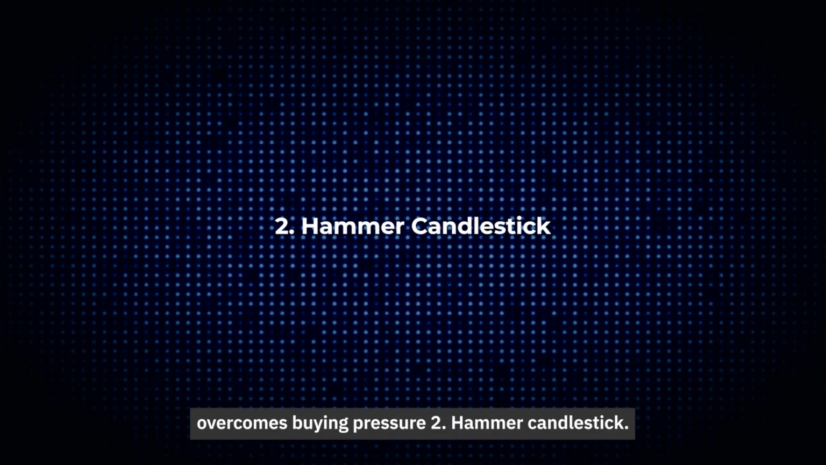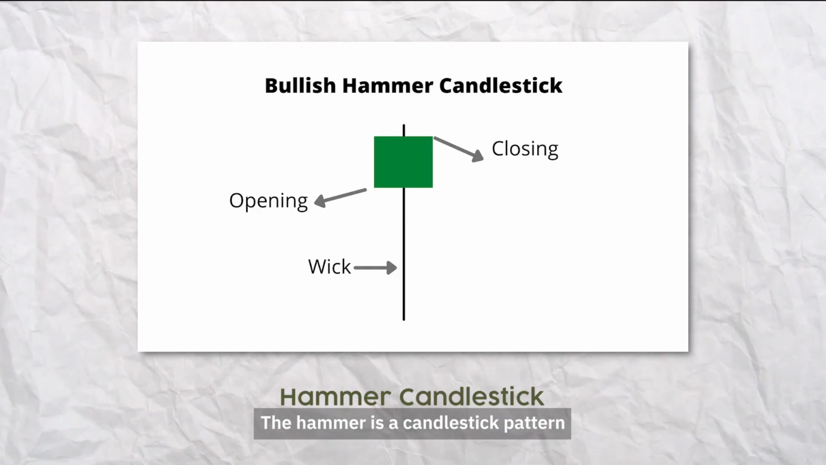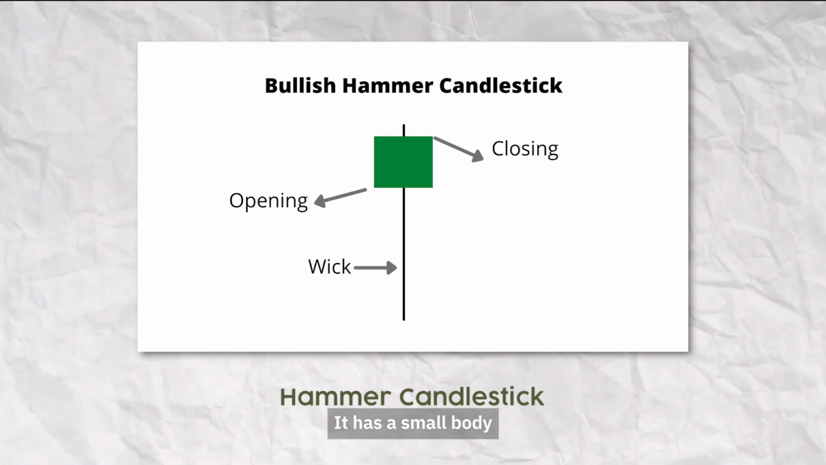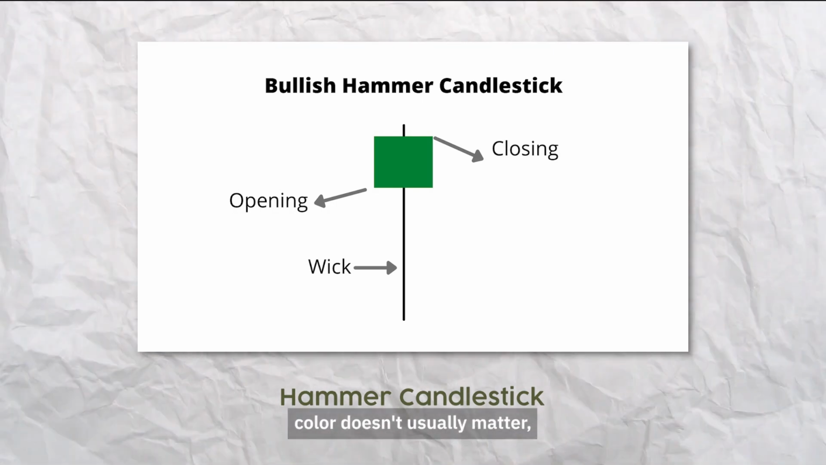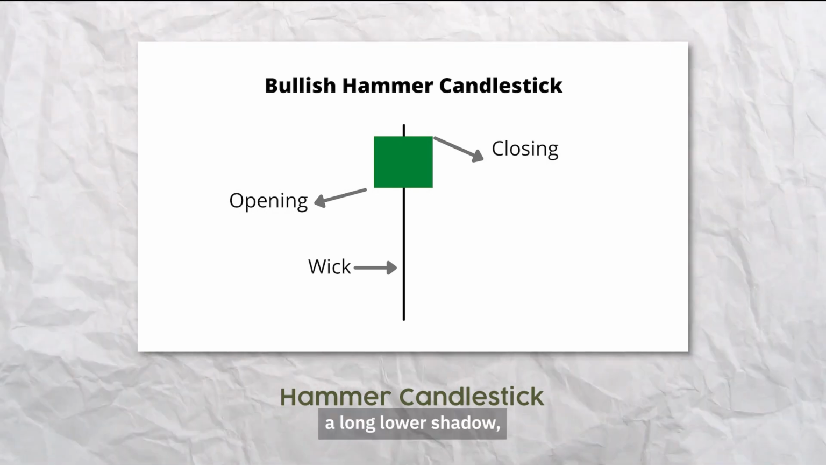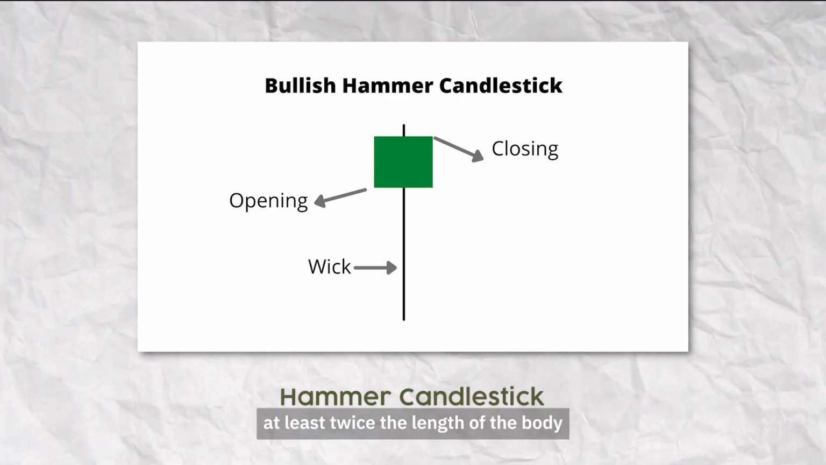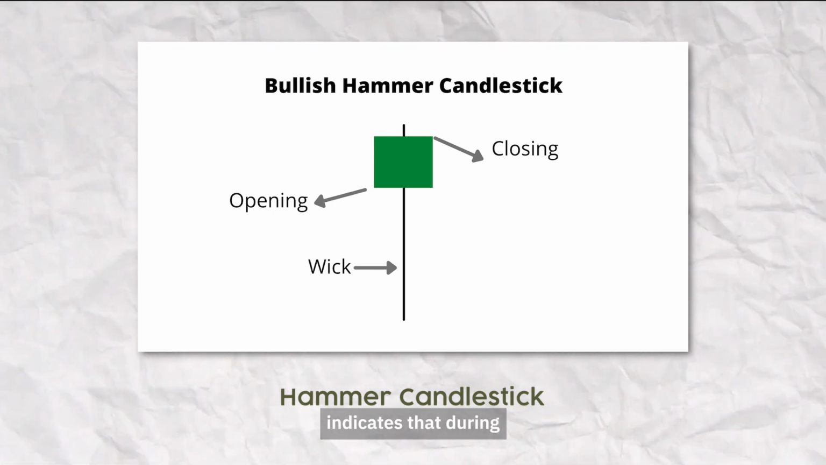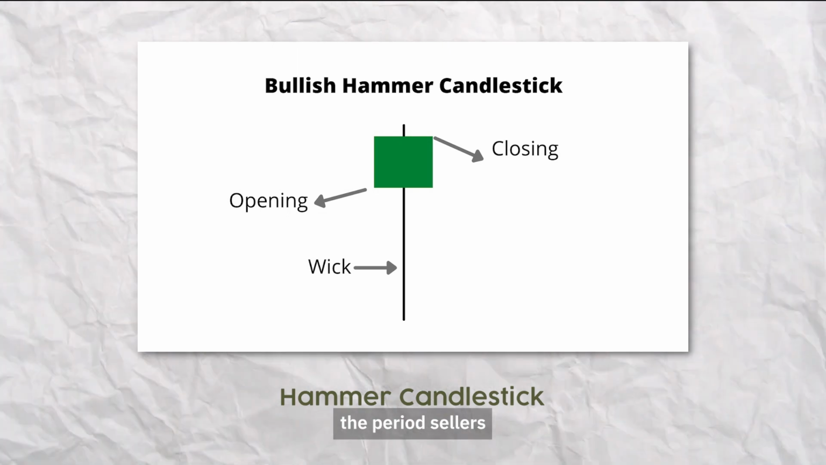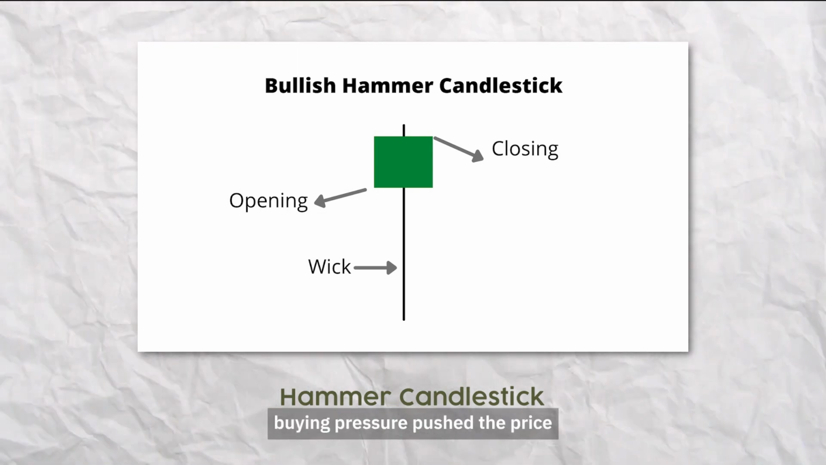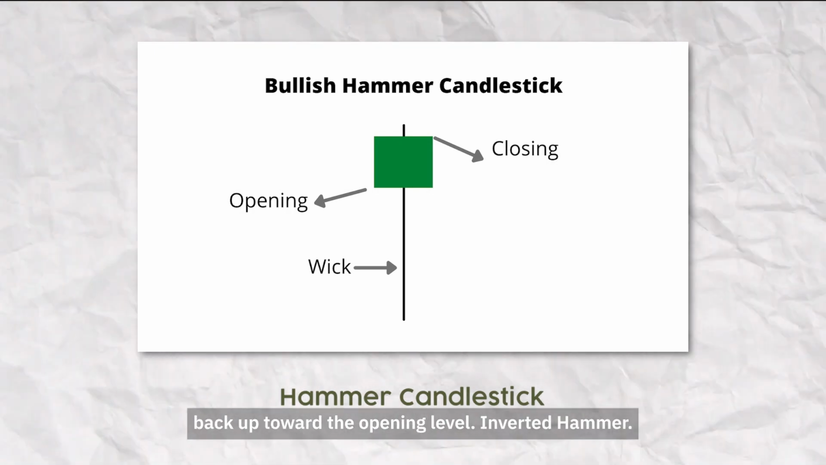2. Hammer candlestick. The hammer is a candlestick pattern that occurs after a price decline and indicates potential reversal. It has a small body, color doesn't usually matter, though some traders prefer a white or green body, a long lower shadow at least twice the length of the body, and little or no upper shadow. The long lower shadow indicates that during the period, sellers pushed the price down significantly. However, equally strong buying pressure pushed the price back up toward the opening level.